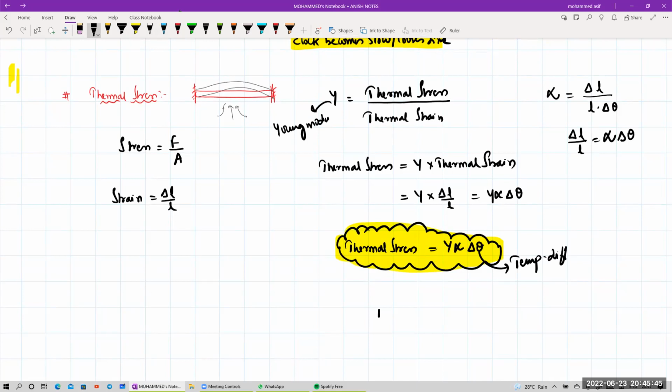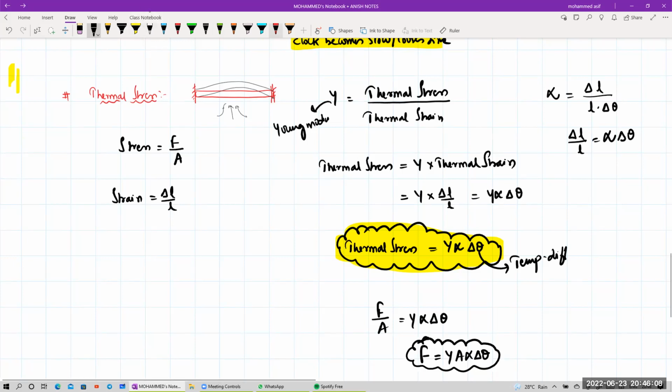Thermal stress means force by area. Force by area is equal to Y into alpha into delta T. If force is asked, F will be equal to YA alpha into your delta theta. I can write it like this also. So this is the force between them. Very important formula.